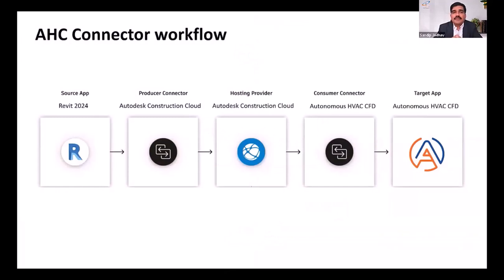In our applications, it's very simple. You just go to Revit 2023, use our connector. That connector will push the data to Autodesk Construction Cloud. And then in our application, you just pull that data. It will show you that there's a new exchange and then you can download.